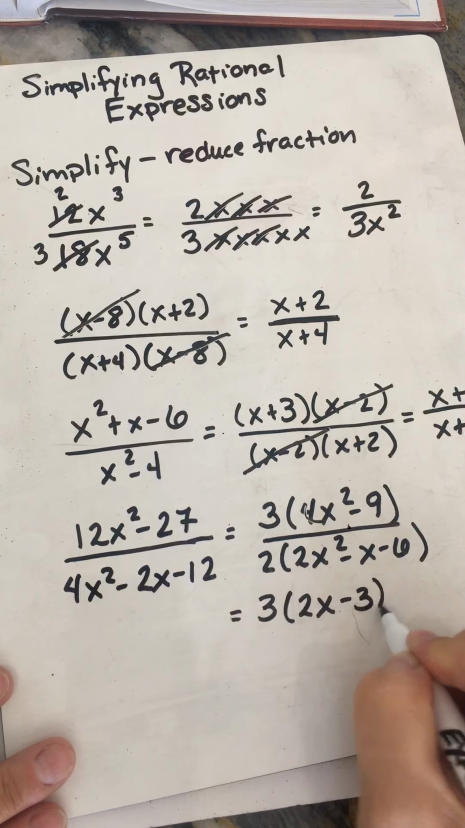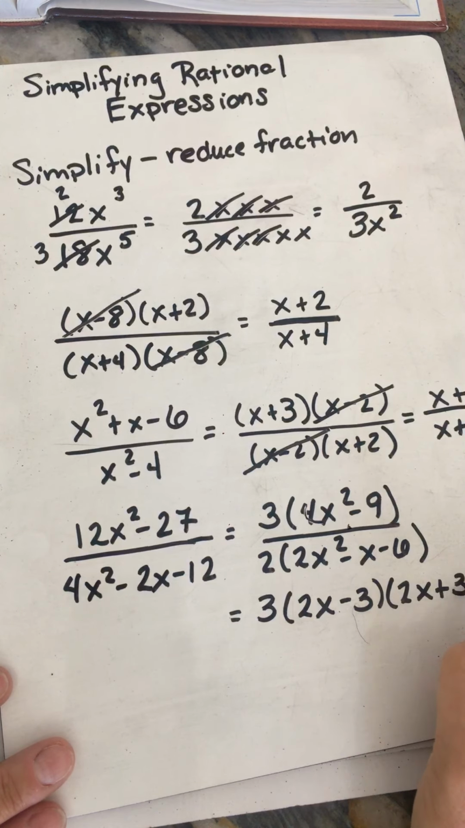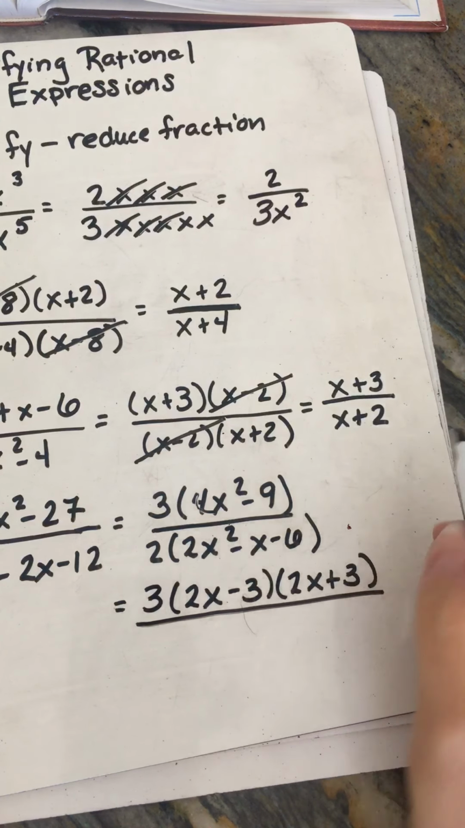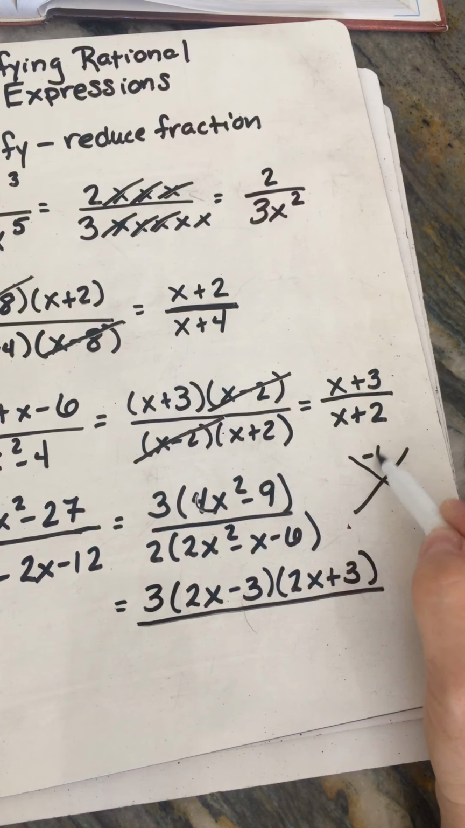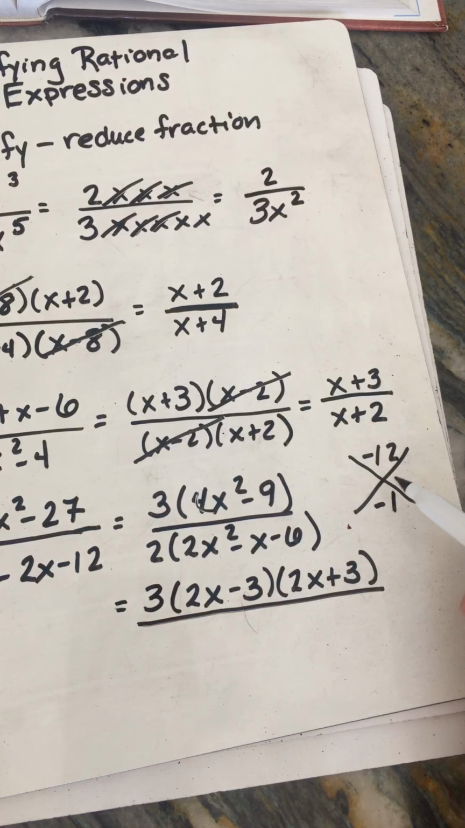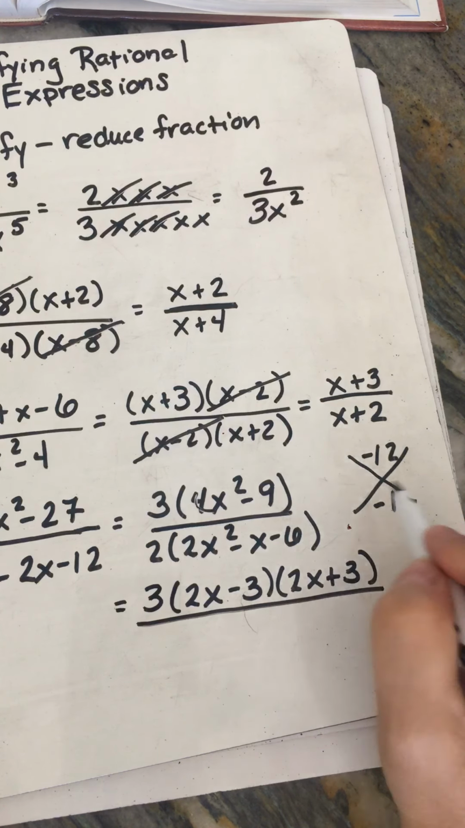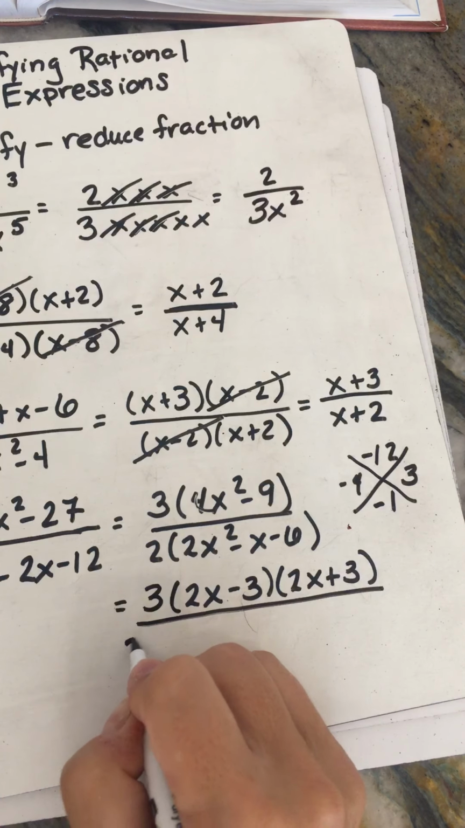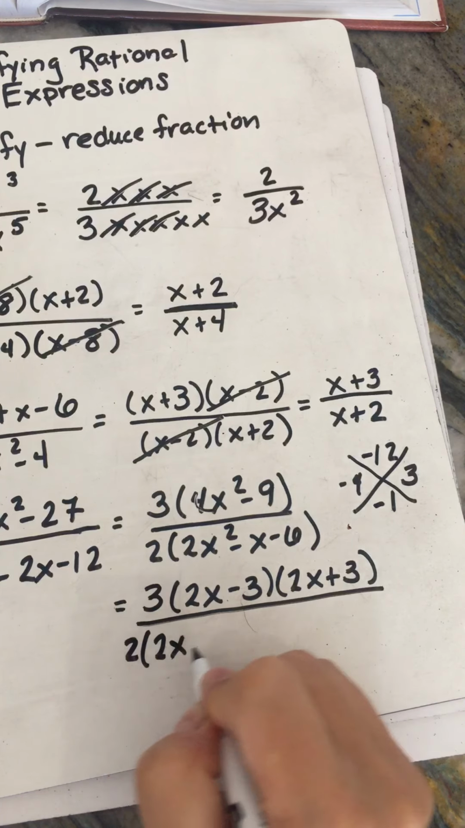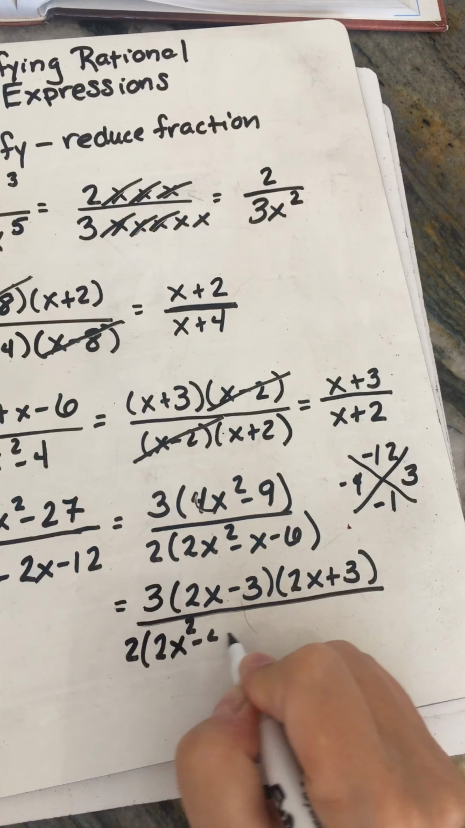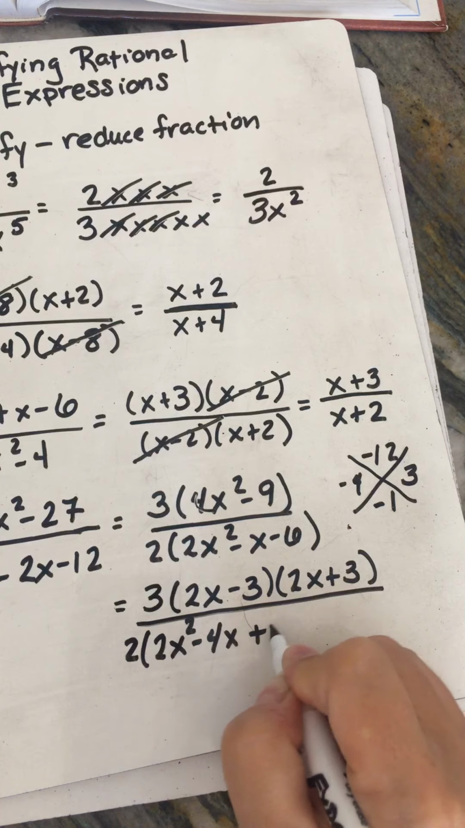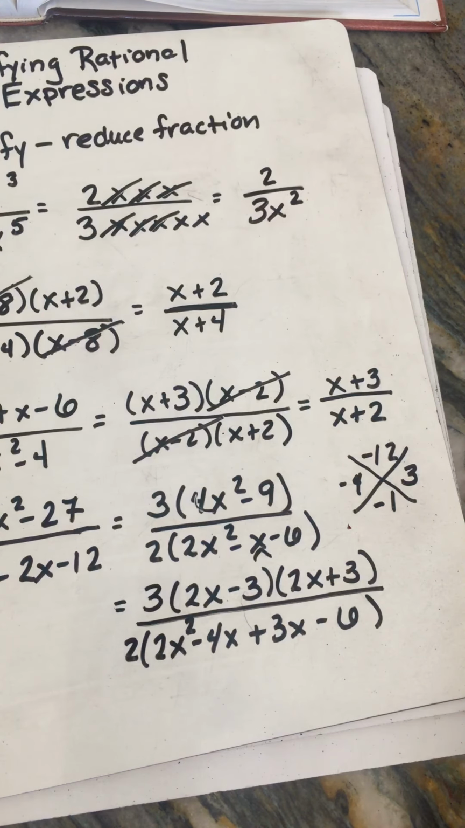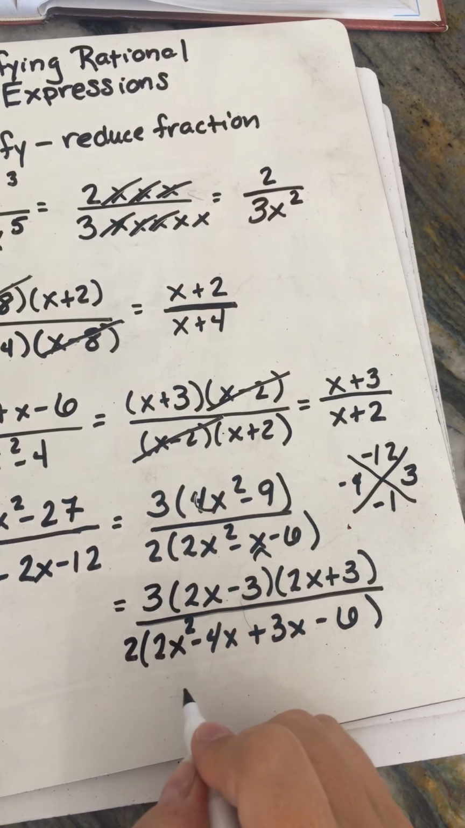2x minus 3 times 2x plus 3 over, all right, we need factors of negative 12 that add to equal negative 1, and we'll split the middle term if we can find them, and it's probably negative 4, positive 3, right? So I'll have 2 times 2x squared minus 4x plus 3x minus 6, right? Split the middle term there. And then 2 groups of 2.